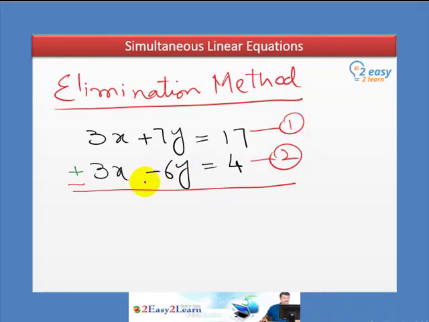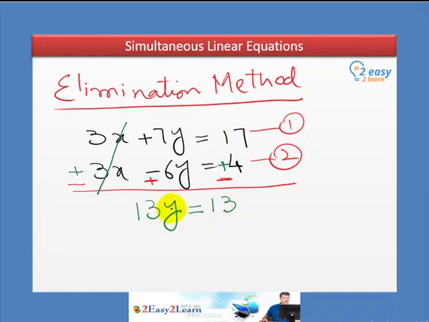It's a negative, it will become positive, and this is the positive. The current sign of this 4 is positive and we change it to negative. Right now the signs are opposite, so 3x minus 3x both will be cancelled. 7y plus 6y is equal to 13y, and 17 minus 4 is also equal to 13.